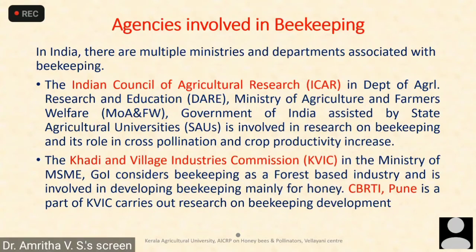First one is the ICAR, Indian Council of Agricultural Research, under the Ministry of Agriculture. It also assists the state agriculture universities, and its main function is to conduct research on beekeeping, particularly on crop pollination, thereby ensuring increased crop productivity.